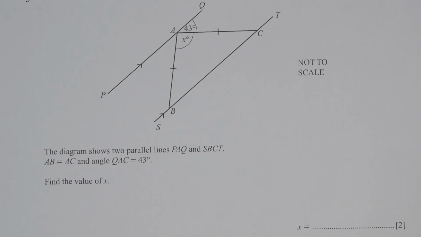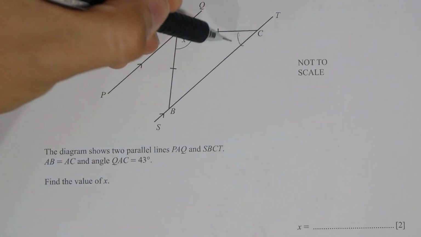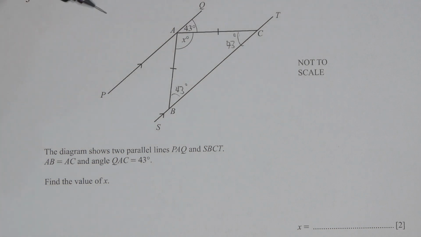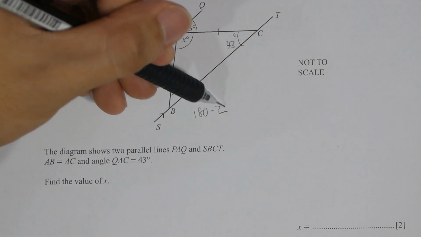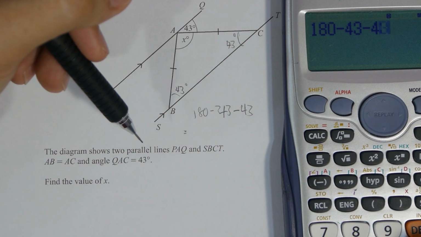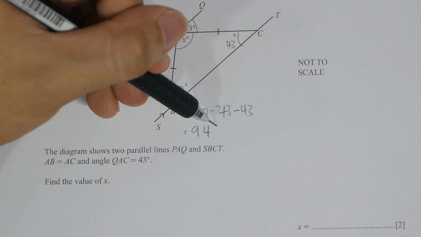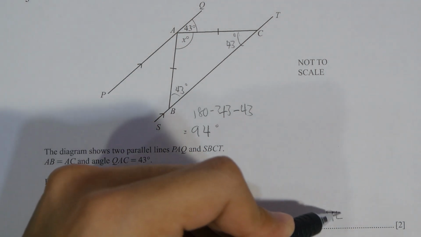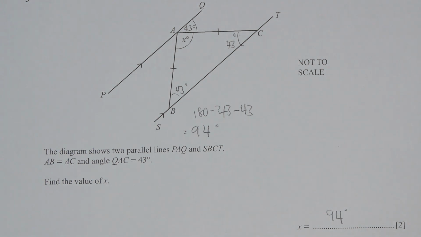Question 5. First thing you need to identify is that angle QAC equals angle ACB, because of the alternate angle. And then the next one is that ACB equals ABC. So for you to get x, simply take 180 minus 43 minus 43, which is 94.